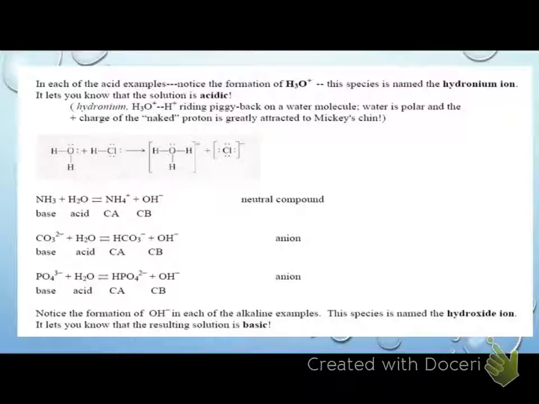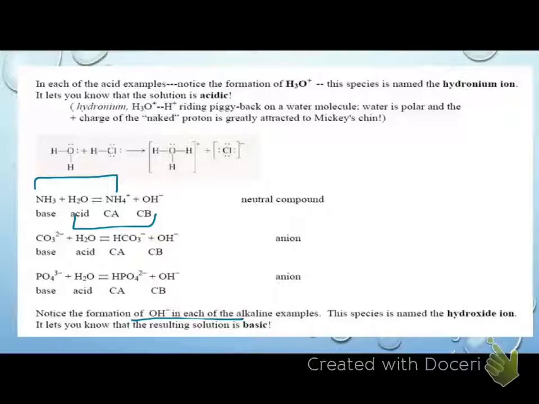Okay. So in each of these examples, notice we're forming the H3O plus. That was for the acid base, but sometimes you're going to be forming the hydroxide. Okay. So here we have the base being NH3, so its conjugate acid is NH4 plus. The acid was water, and so the conjugate base is OH minus. So this time we're noticing the formation of the OHs. Okay, the OH is called hydroxide.